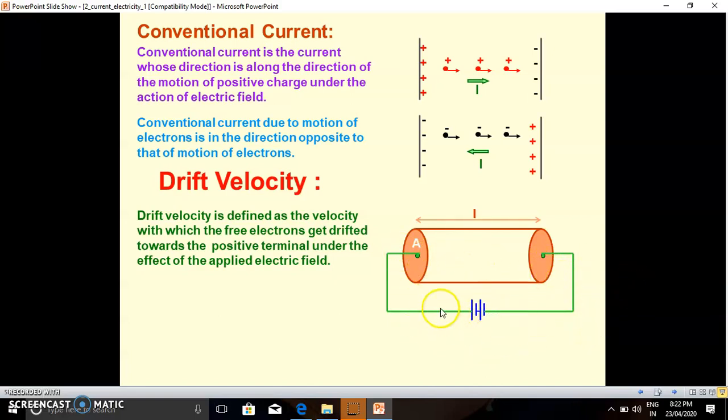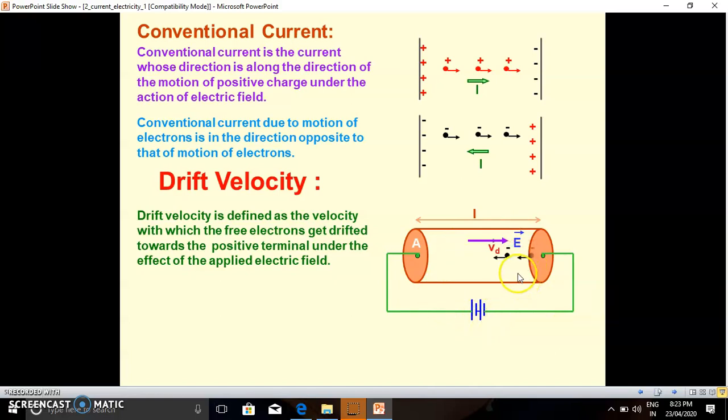So the direction of the electric field is always from the positive terminal to the negative terminal, because already we have done in electric field lines, the electric field lines always start from positive and end with negative. That's why the direction of the electric field is always with the direction of the current, that is from the positive terminal of the battery to the negative terminal of the battery. So just see, this is the electric field direction from positive to negative.